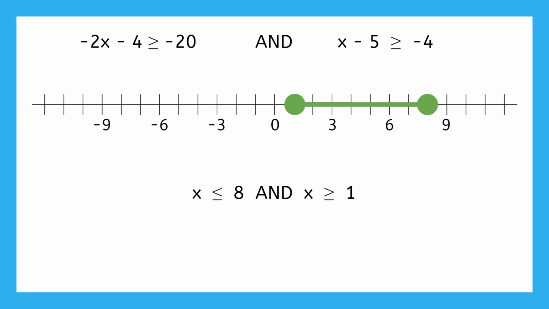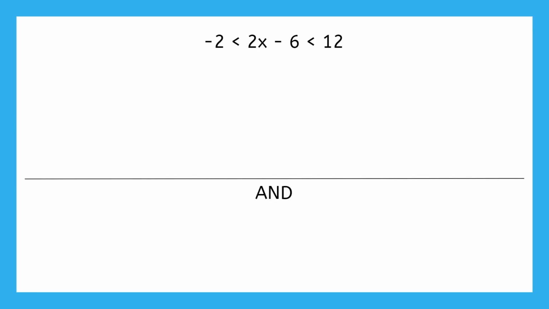Because our solution is all values between two numbers, we can condense our answer to say x is between 1 and 8. Remember, it goes low to high with x in the middle, so we write 1 is less than or equal to x, which is less than or equal to 8. That actually brings up a good point. Sometimes an and compound inequality is already written in the condensed version. If we separate this, it would look like this. The condensed version says negative 2 is less than 2x minus 6, and 2x minus 6 is less than 12.